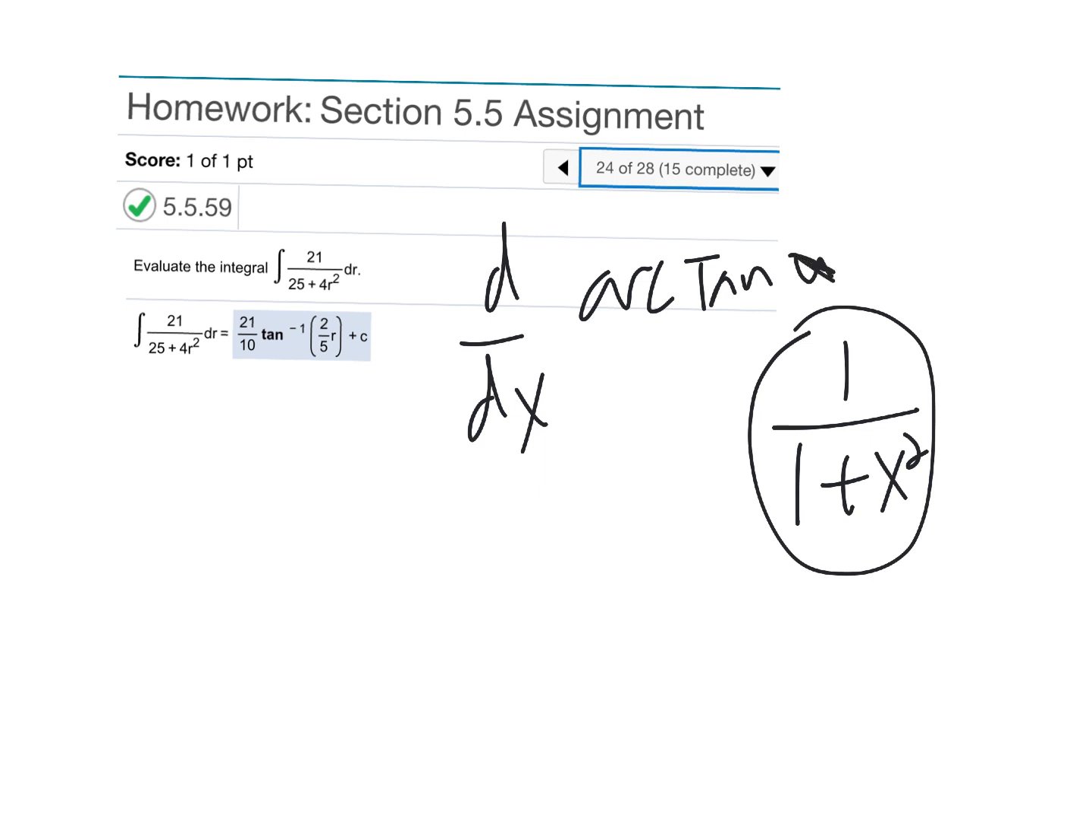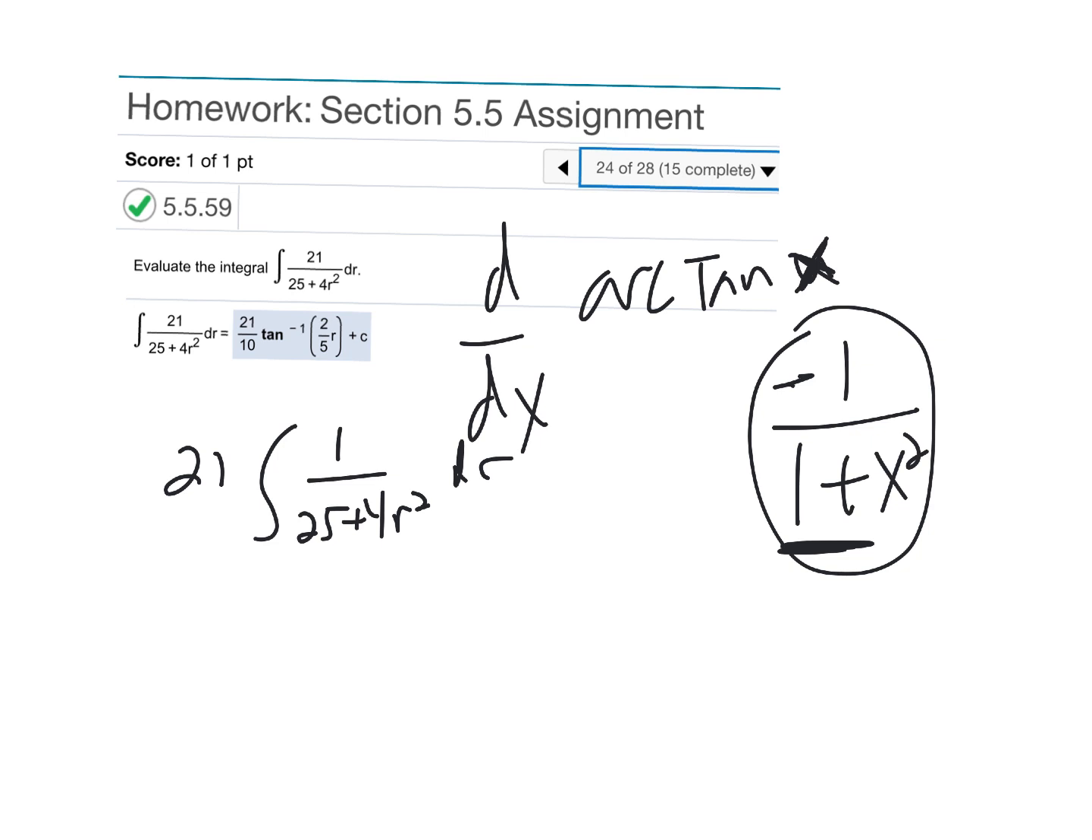I guess I wrote u here. I guess let's write x. Okay, so that's what you recognize. So this kind of looks like that, except wouldn't it be nice? What is not nice is the 25 isn't 1, and there's a 21 on top. We can get rid of the 21 on top, because isn't that just 21 times the integral of 1 over 25 plus 4r squared dr? So we're okay with that, but we really need to make the denominator be in this form.